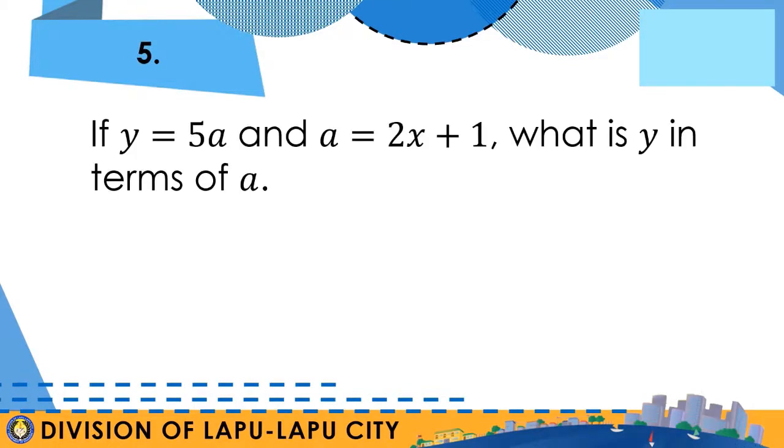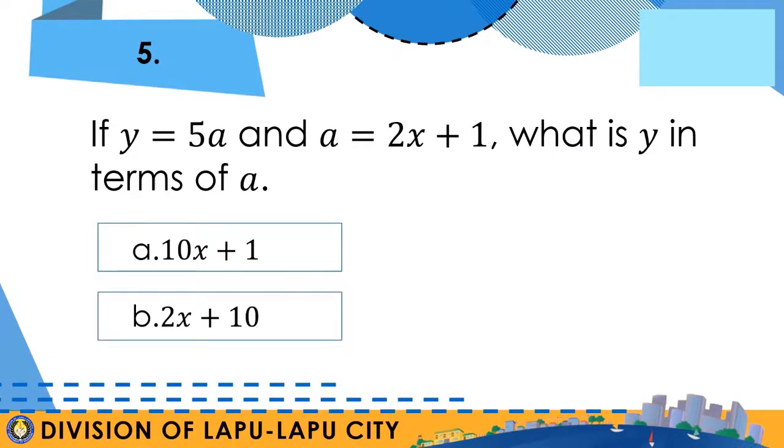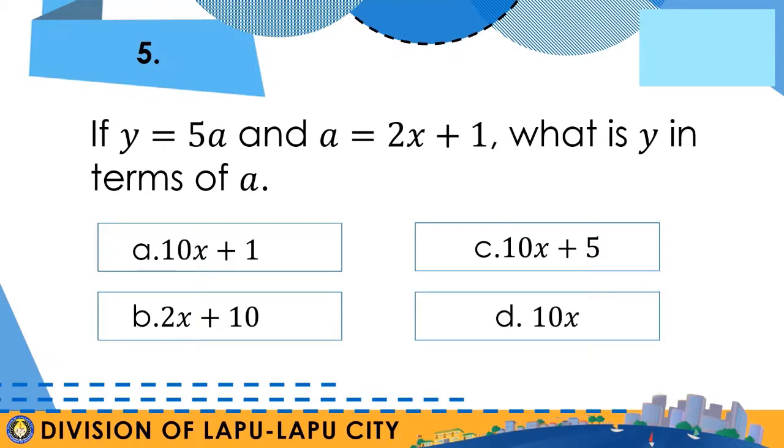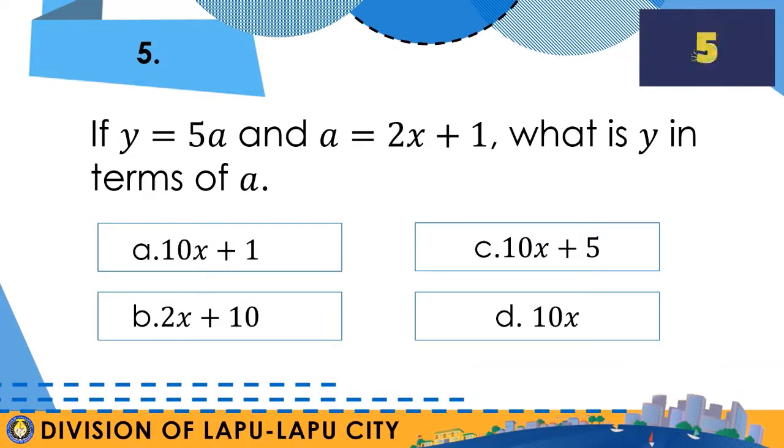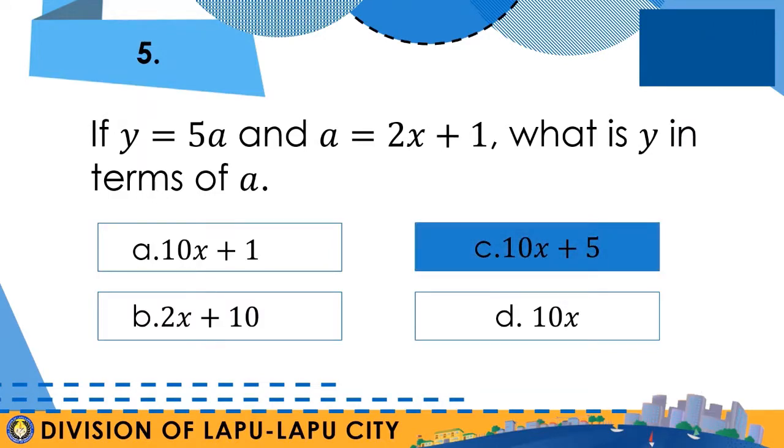Number 5. If y equals 5a and a equals 2x plus 1, what is y in terms of x? A. 10x plus 1. B. 2x plus 10. C. 10x plus 5. D. 10x. You have 10 seconds to answer. The answer is letter C, 10x plus 5.